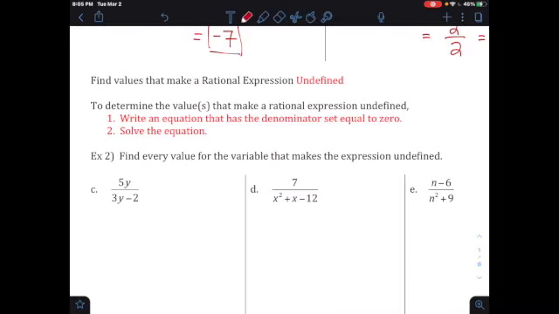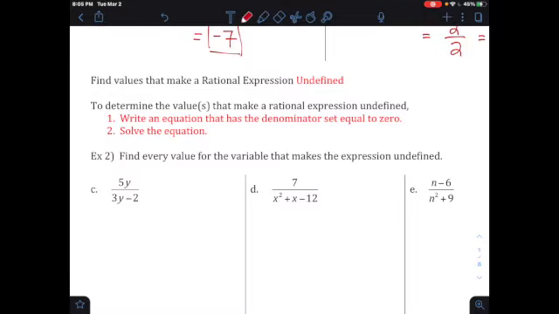Going on to the next thing, find the value that makes a rational expression undefined. Undefined means we are going to see what we can do to make the denominator equal to 0. It's more like the zero product property. What makes something equal 0? Those two things have to be combined: the denominator, and then they have to equal 0.